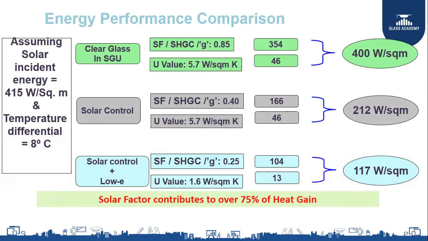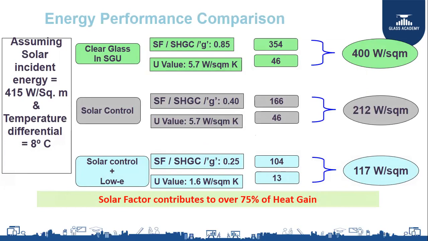I am assuming that the incident solar energy is 415 watts per square meter, and the temperature difference is 8 degrees Celsius. Outside is 33, inside is 25. Okay. So now let me take a clear glass. Clear glass has a solar factor of 0.85 and a U value of 5.7. 0.85 into 415 is 354.